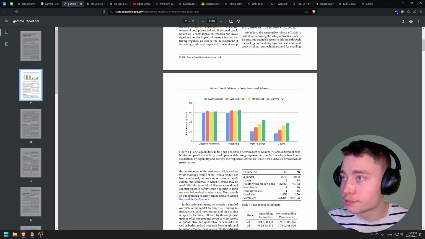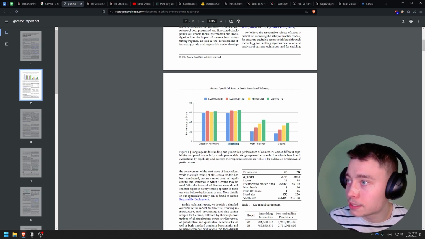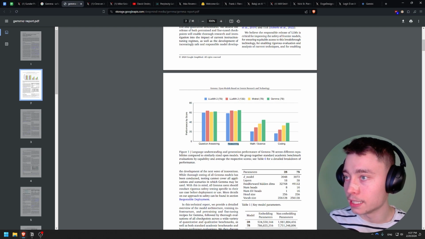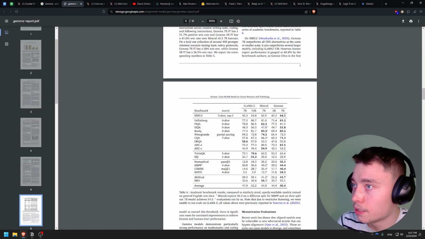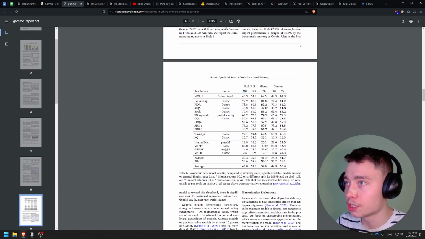Any interesting stats? Llama, again, the same comparison. But it seems like Gemma is really the best at this size. Okay, so we have more benchmarks here. Mistral wins on some of them. Basically, Gemma wins on most things, or either Mistral.